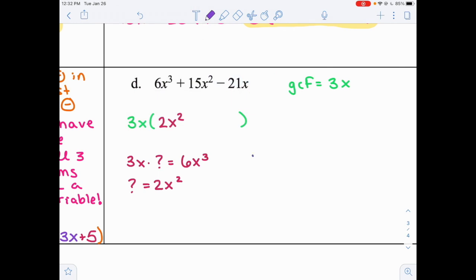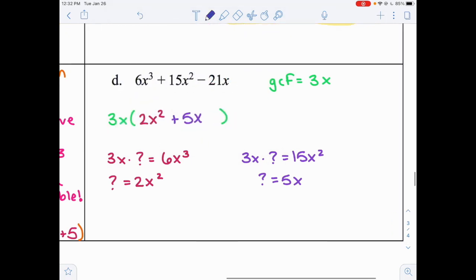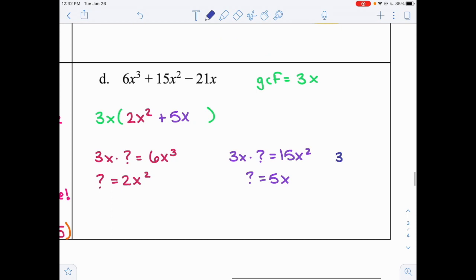And then 3x, right, the GCF times something has to equal 15x squared. So that's going to be 5x. So plus 5x. And then the last one here, the GCF times something has to equal negative 21x. So the something is going to be negative 7. And that is factored form.